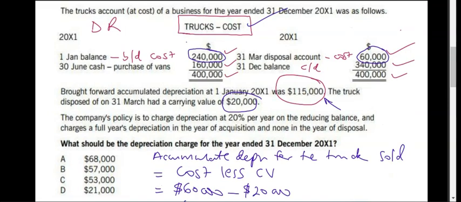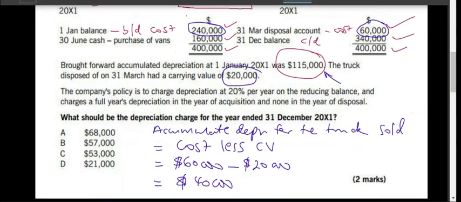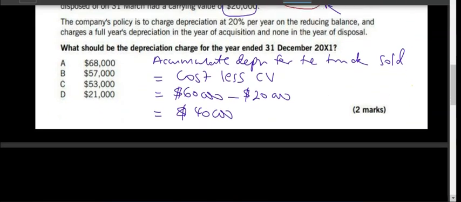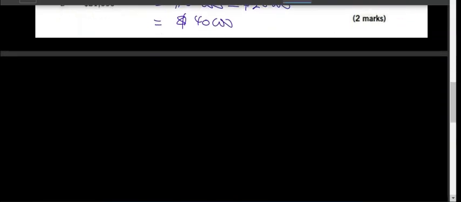So the question is requiring us to determine the depreciation charge for the year. But we're also told that it is the company's policy to charge depreciation at 20% per year on the reducing balance, and to charge a full year's depreciation in the year of acquisition and none in the year of disposal. So we have to be very systematic.